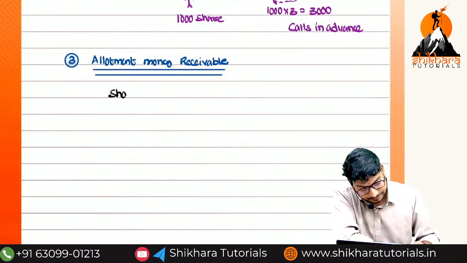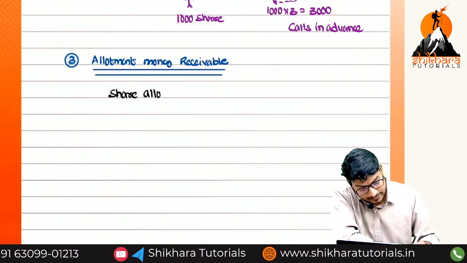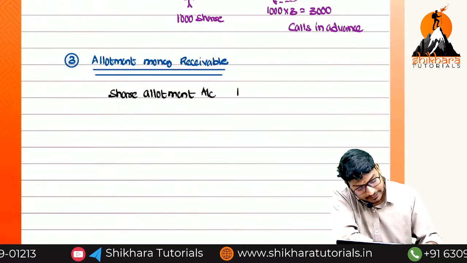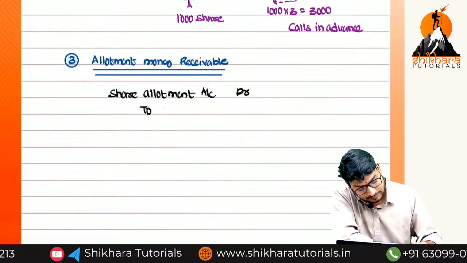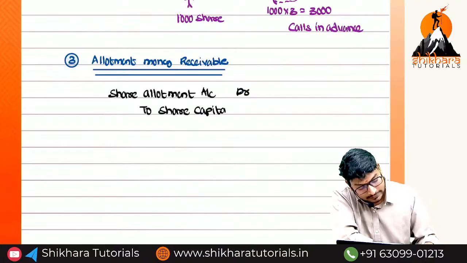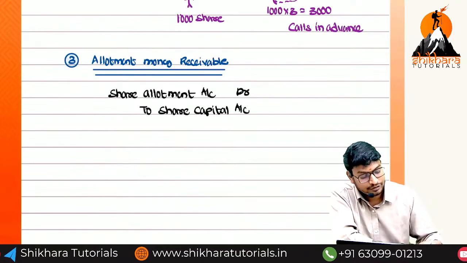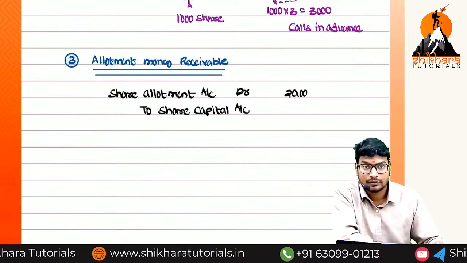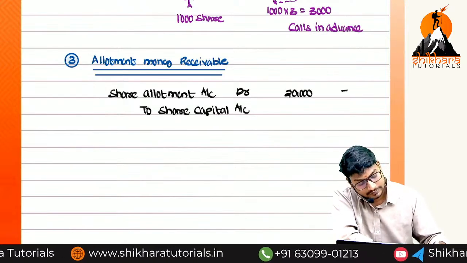Share allotment account debited to share capital account. How much, ma? 20 only, na? 20,000.